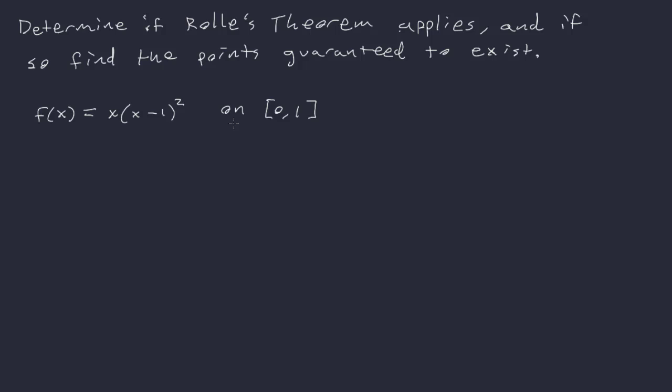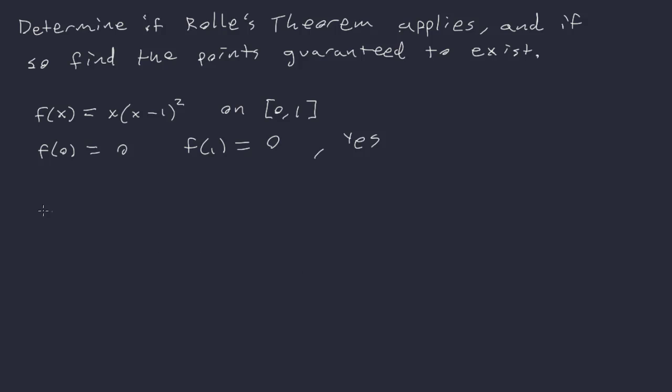Well, first of all, Rolle's theorem requires that the function be continuous and differentiable on the interval. So this function is definitely, if we FOILed it out and multiplied it through, this is just a polynomial. So it's going to be differentiable and continuous everywhere. So that part's fine. Then if we plug in, say 0, we'll get 0 out. And if we plug in 1, we also get 0 out. So yes, the answer to the first question is yes, Rolle's theorem applies. Now we want to find the points guaranteed to exist.